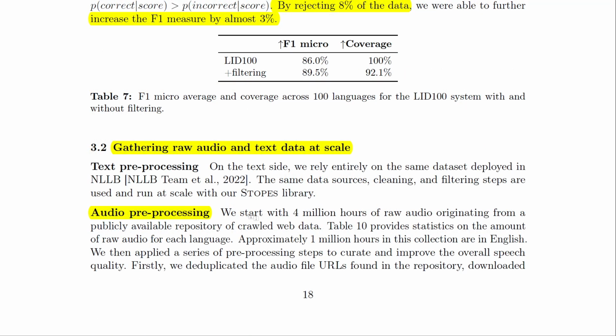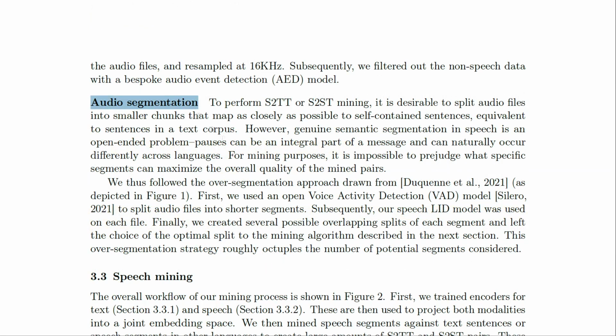And when it comes to audio, the researchers began with a staggering 4 million hours of raw audio sourced from publicly available web data. To enhance the quality of mined pairs, they opted for an over-segmentation approach. First, they used an open Voice Activity Detection, or VAD, model to split audio files into shorter segments. Next, their speech language identification model came into play, analyzing each segment. Finally, they created multiple overlapping splits for each segment, letting the mining algorithm select the optimal split.